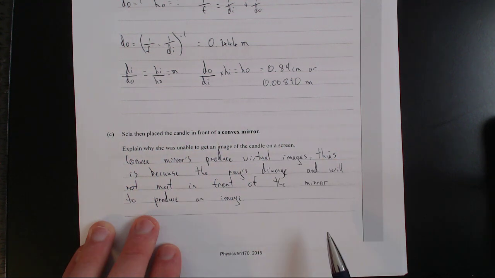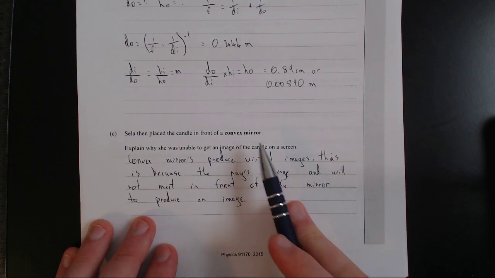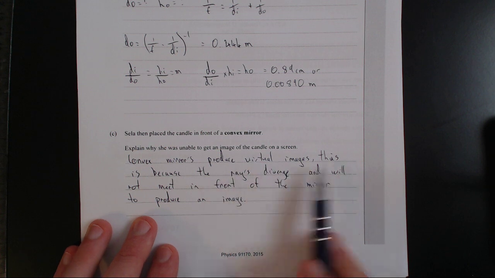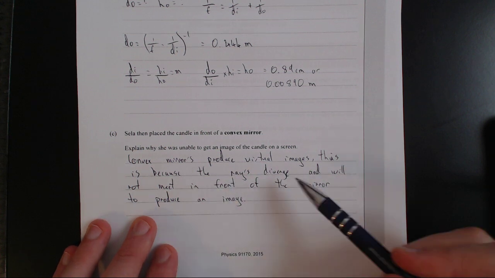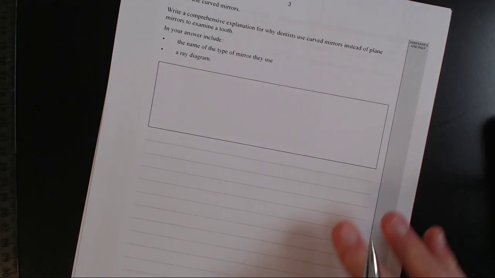And that's pretty much why. If you use a convex mirror, you can never use a convex mirror to project an image onto a screen. I've said that they produce virtual images. This is because the rays diverge. Keyword here, diverge. And that's really about it. Right, next question.